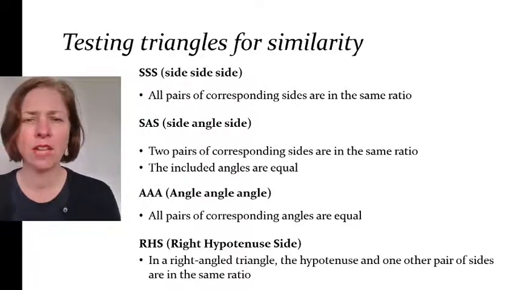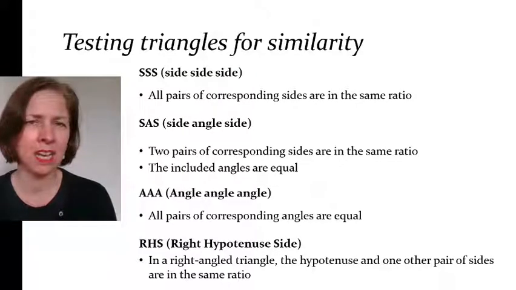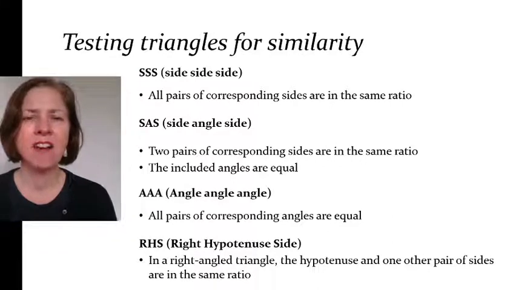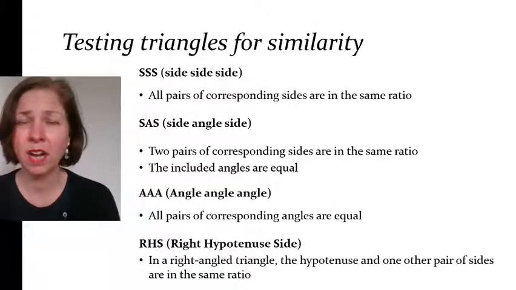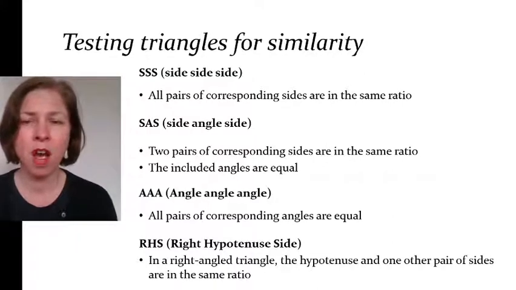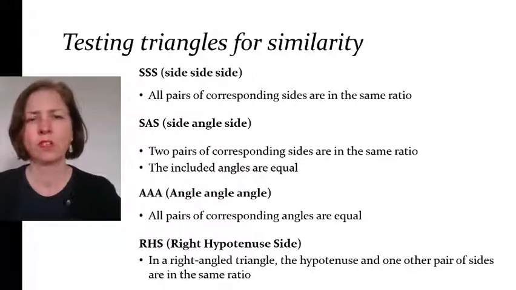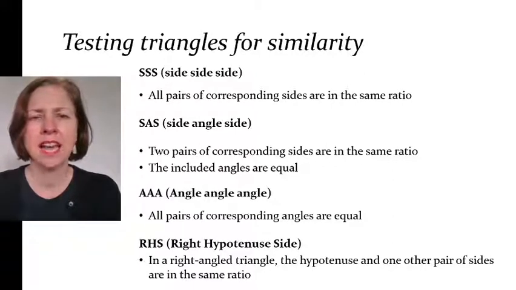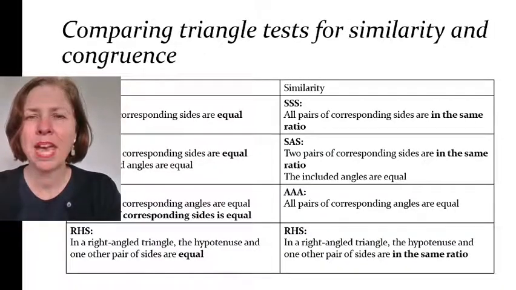My angle, angle, angle is that all pairs of corresponding angles are equal. And I'll talk a bit more about that in the next slide. And then the RHS, right angle, hypotenuse, side, says we've got 2 right-angled triangles. We're going to compare the 2 hypotenuses and one other pair of sides, and they will both be in the same ratio. So what I'm going to do now is have a look at how these triangle tests for congruence look compared to the triangle tests for similarity.